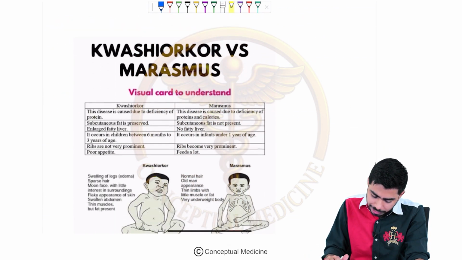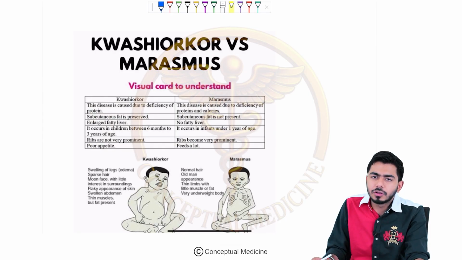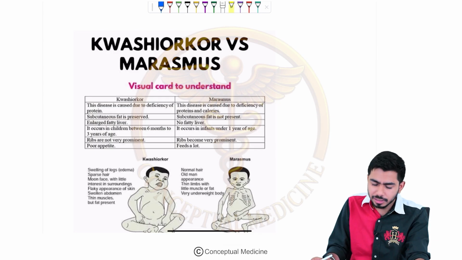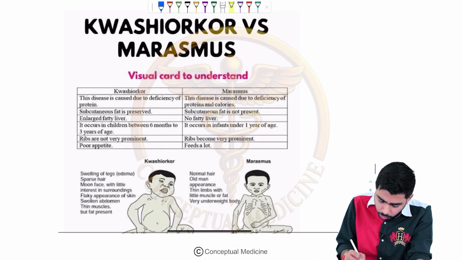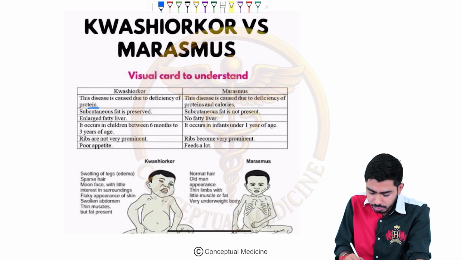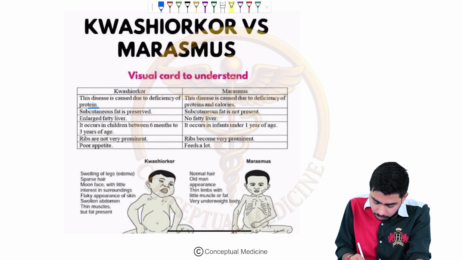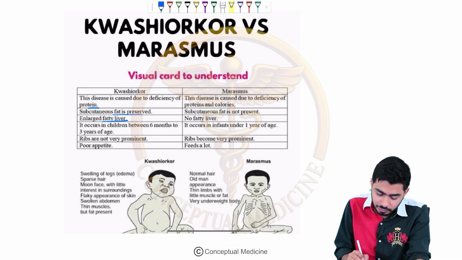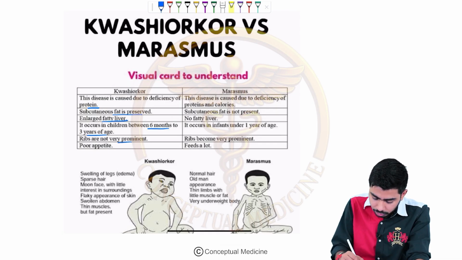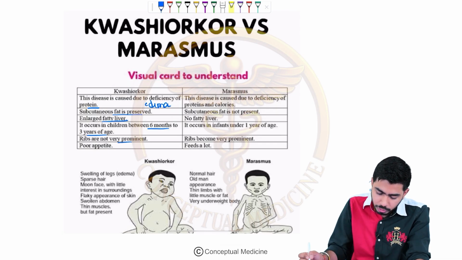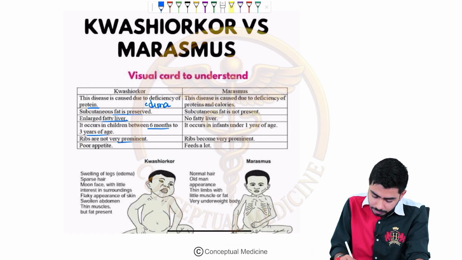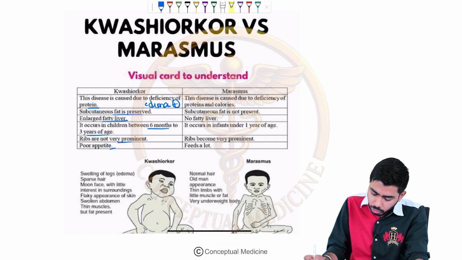Okay, so here is the detailed comparison if you talk about kwashiorkor and marasmus. You will be discussing it in detail in pediatrics. So kwashiorkor is because of protein deficiency. Here we will be seeing the edema. You can see the subcutaneous fat will be preserved over here. Fatty liver might be seen over here. It occurs in children between 6 months to 3 years of age, and the ribs are not very prominent because of the edema factor. So basically, because of deficiency of protein, the edema might be seen in these kinds of cases. Then poor appetite might be seen in kwashiorkor, right?